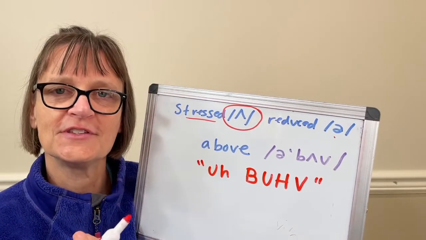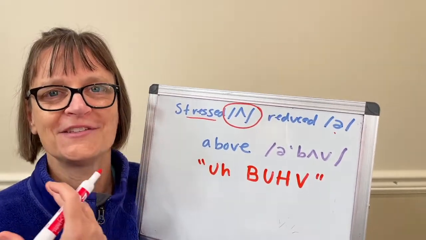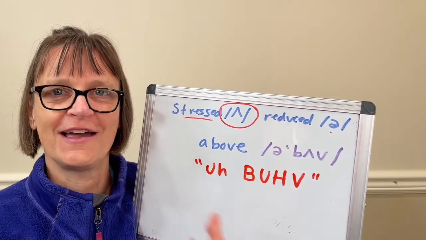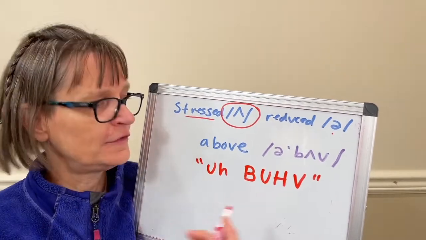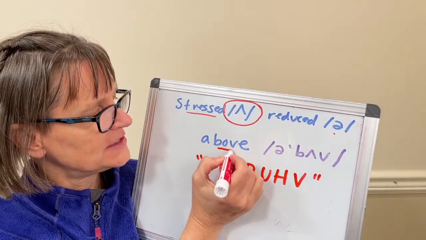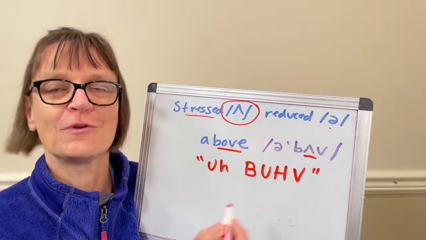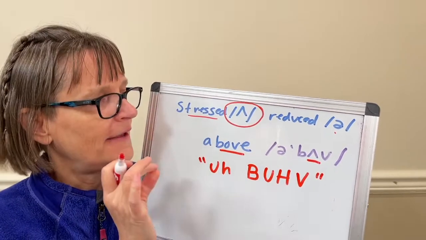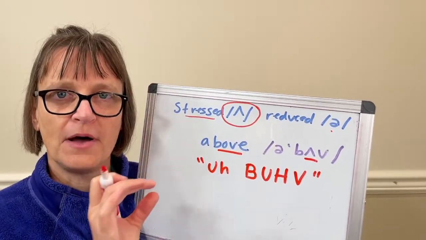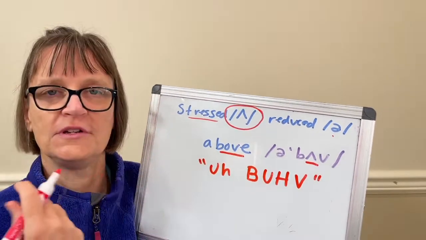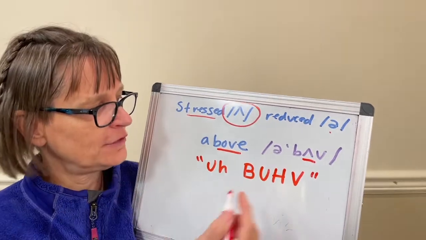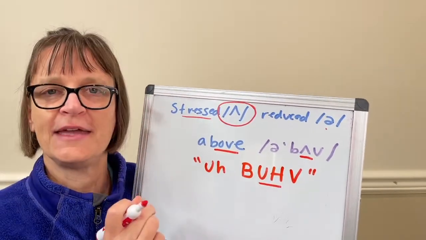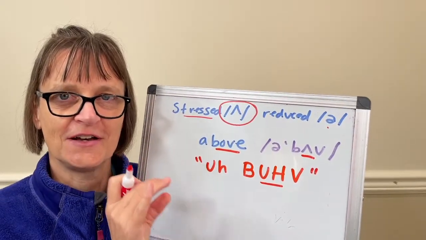And I like to use the example of the word above because it has both the reduced schwa and the stressed schwa in the same word. So in the word above, the stress is on the second syllable, bove. So that's where we have our stressed schwa. And this is the one that we're holding longer, bove. It rhymes with the word dove or glove. And I've rewritten it for you here with letters UH because it just sounds like an uh sound.